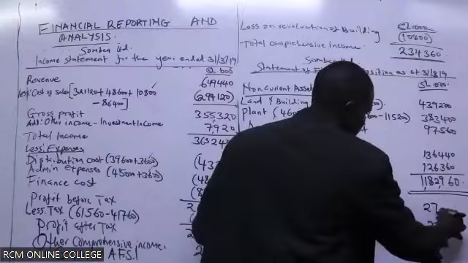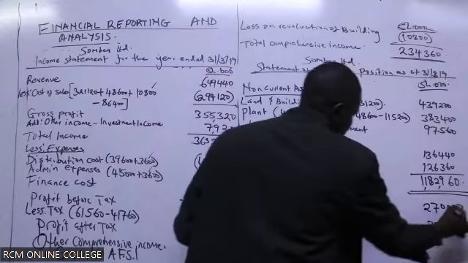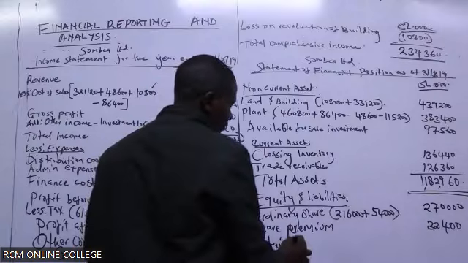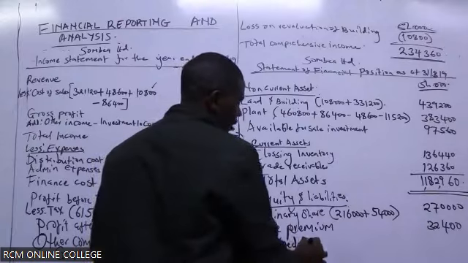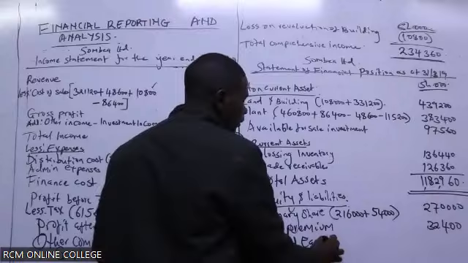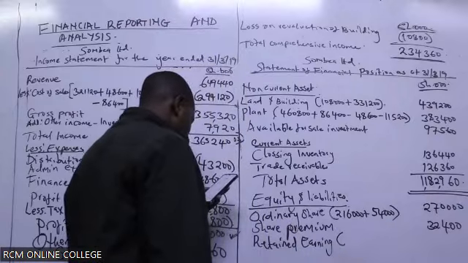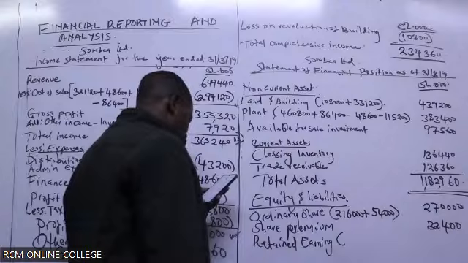$27,270,000. Retained earning. Just check. For the retained earning class, please never forget that you have to check whether in the trial balance you have any retained earning. Revaluation surplus, land and building, we have put that there.